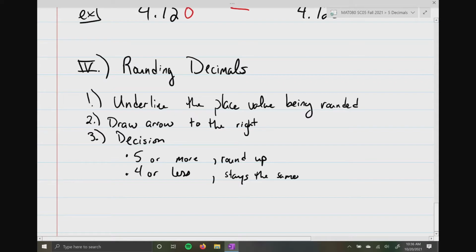Now, if you went back into chapter 1 where we learned about rounding, right? When you round whole numbers, after you make your decision, you're supposed to write zeros afterwards. But with a decimal, we know there's an infinite amount of zeros to the right, so we don't even have to worry about writing them. So let me show you what I mean here.